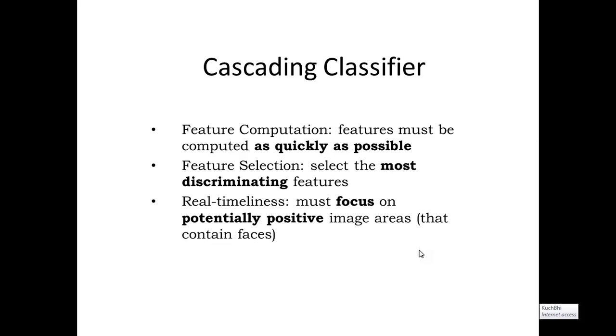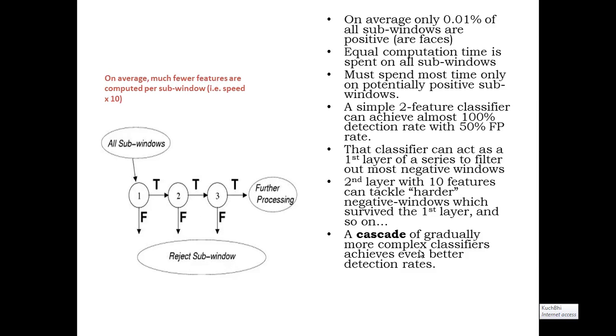In this, what are the goals? It's feature computation, selection, and real timeliness. Feature computation means features must be computed as quickly as possible. It should select the most discriminating features and must focus on potential positive image areas. As you can see in the figure, let's talk about how it works.